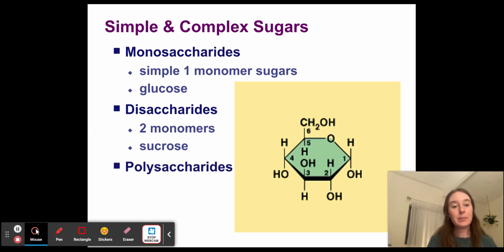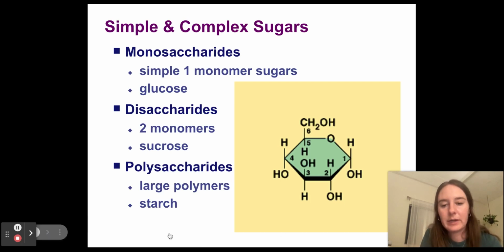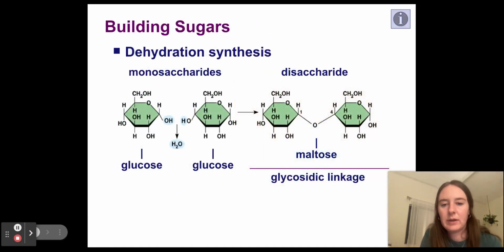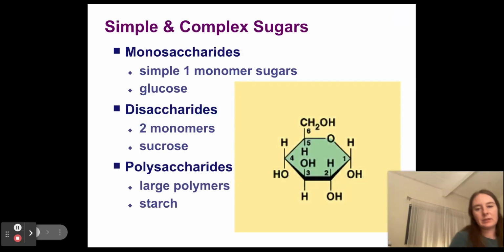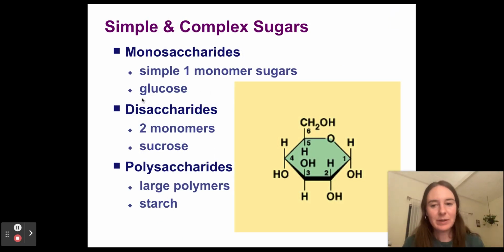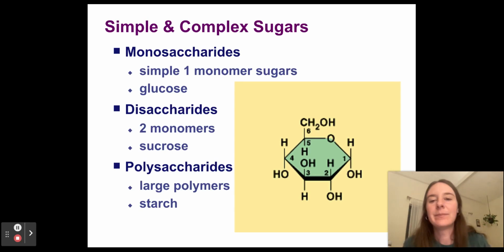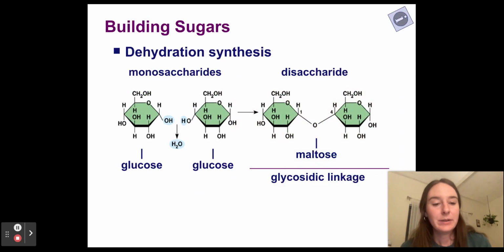And then a polysaccharide, poly means many. If you were to take many monosaccharides and bond them together in a chain, you would get a large polymer, a really long molecule. And examples of polysaccharides are starch, and we'll talk about some others as well. So basic types of carbohydrates: glucose is really small, sucrose is a little bit bigger, and then starch is a really long polysaccharide.